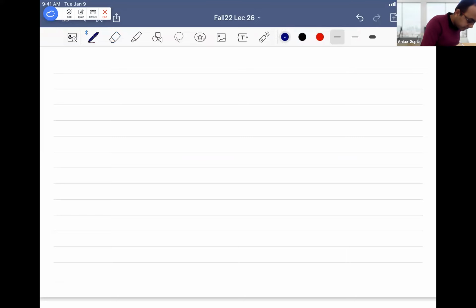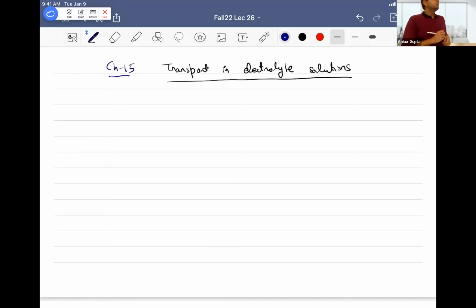So this is chapter 15, transport in electrolyte solutions. All right. So basically, I just want to briefly remind you of something that we have discussed earlier, and that is the governing equation for species transport.